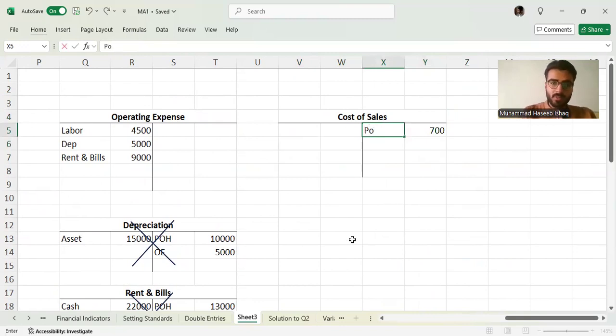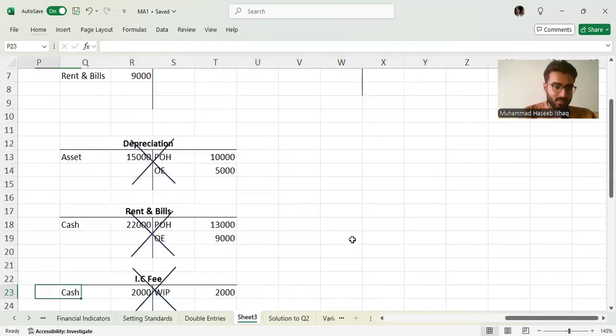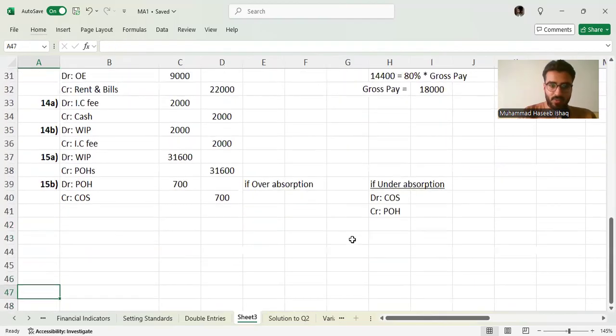Where is it getting transferred to? It's getting transferred to the production overhead account, right? So we will recognize the expense, the cost of sales, here on the debit side, and these costs are now reduced by 700, which was the over absorbed overheads. So this was the third stage. Very easy, very simple, but yet very important.